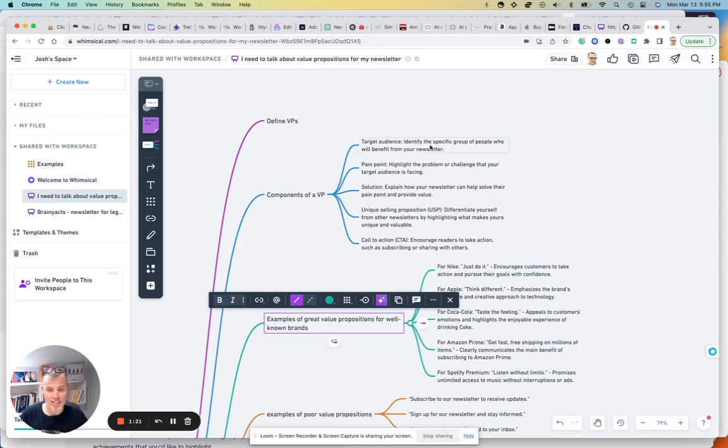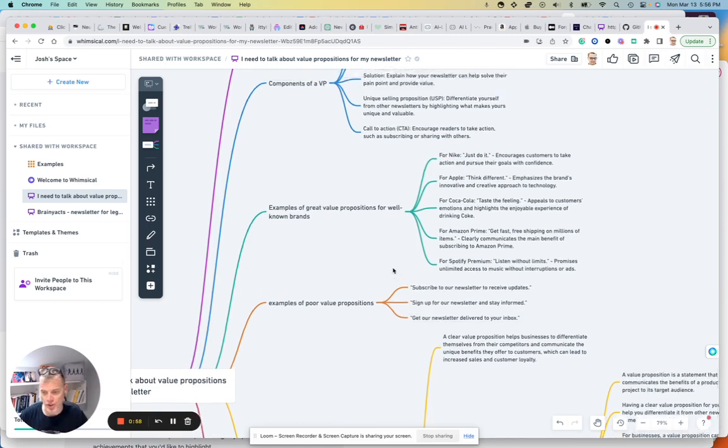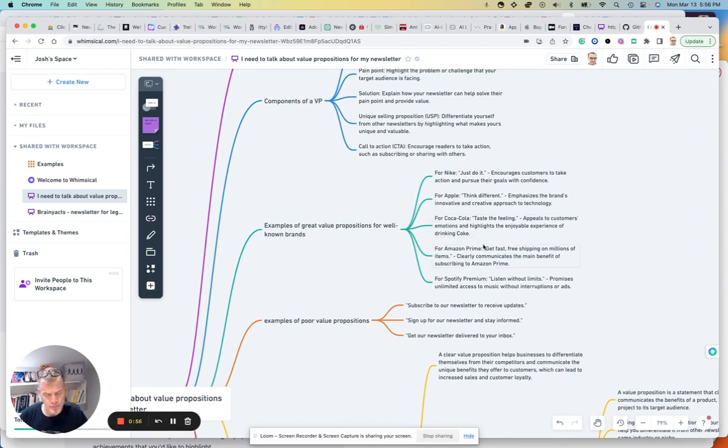And we could probably break these down into more and more ideas. Here, I had to change examples of great value propositions. I added well-known brands because down here, when I asked for poor value propositions, it again resorted to thinking it was for my newsletter, not just really good value propositions out there in the ether and pop culture. So for here, I said well-known brands.